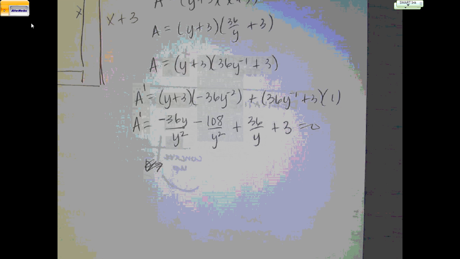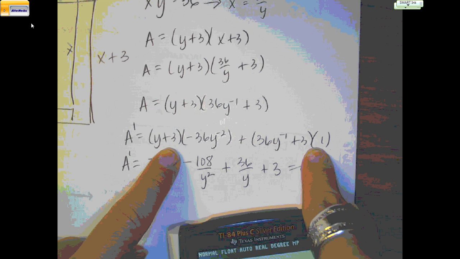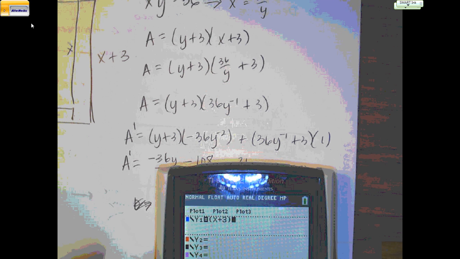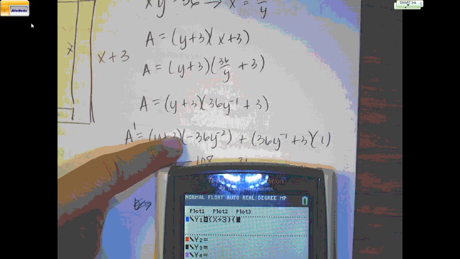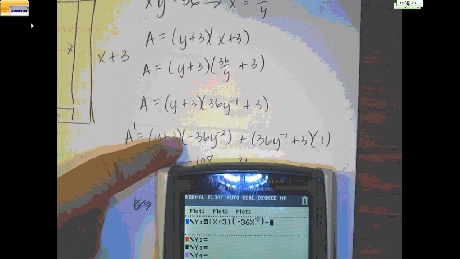So let's see here. Actually, I think I'm just going to type this right here into my calculator, so that I have y plus 3, just be faster. X plus 3, negative 36, x to the negative 2, plus 36 times x to the negative 1, plus 3.